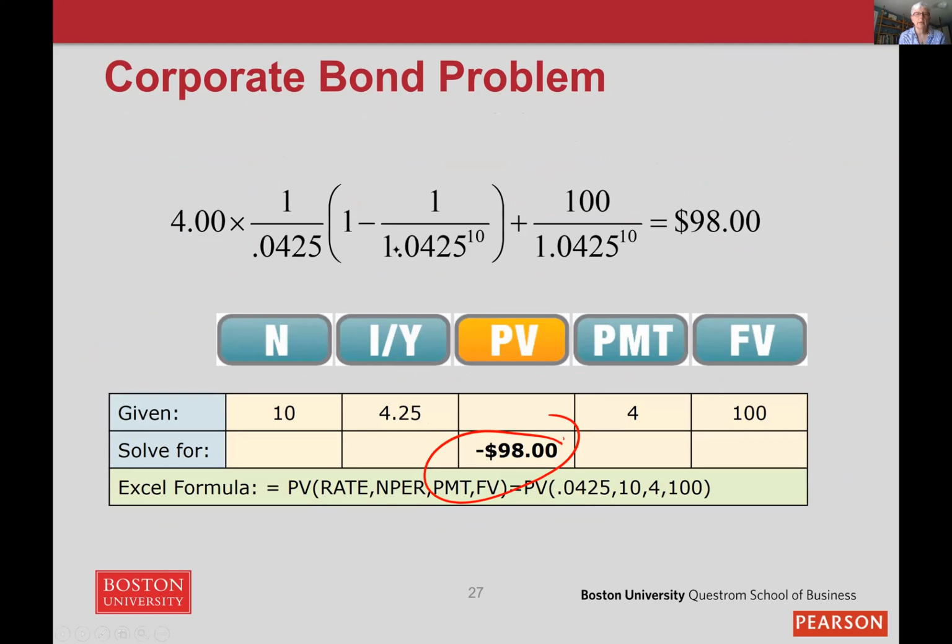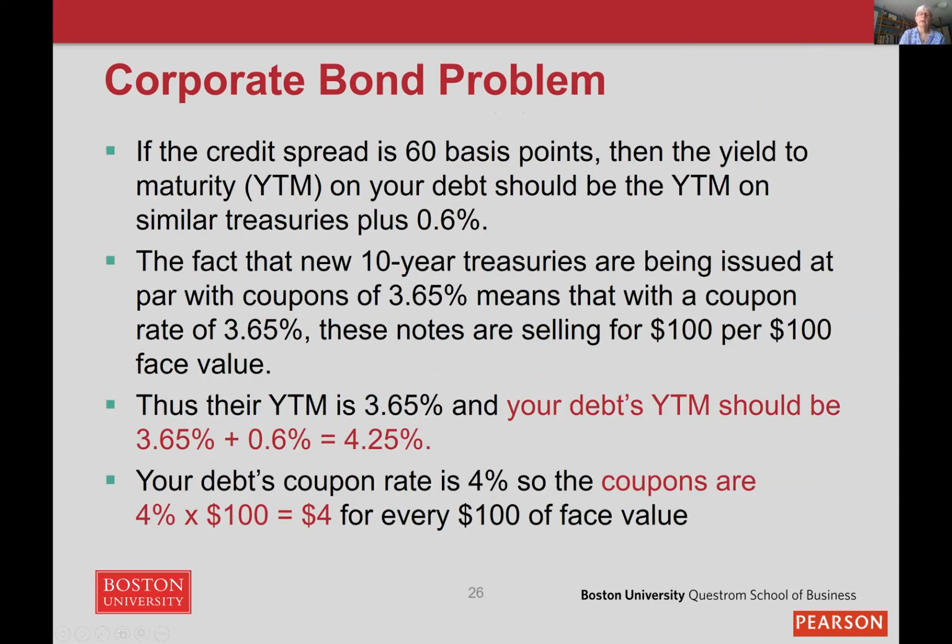So going back to the screen that I just skipped, what this screen does is it walks through what I just did. So as you go back and look at the slides again and say, wait a minute, I don't remember how to do this problem, what this will do is it'll walk you through it. So we have a credit spread of 60 basis points, which means 0.6. So we're going to need to add that to the treasuries. The fact that the treasuries are being issued at par means that the yield to maturity is going to be the same as the coupon rate.